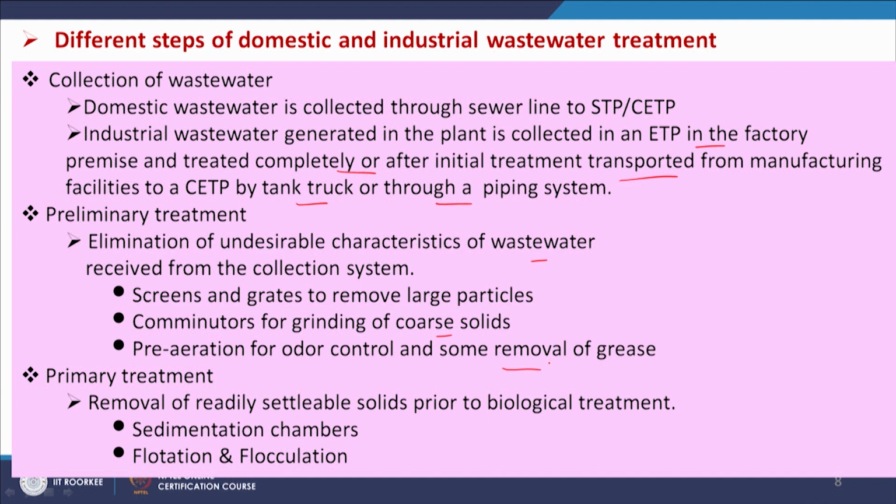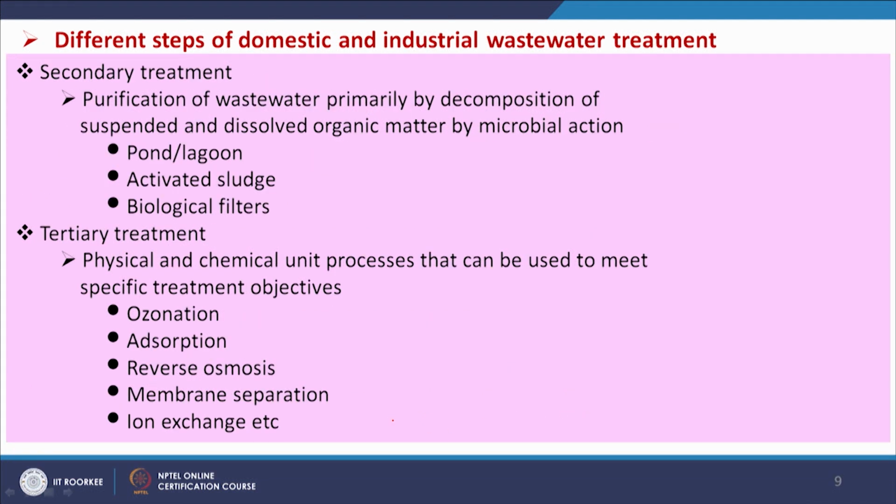Then primary treatment, where our objective is to settle some solids and other organic compounds, that is, removal of readily settleable solids prior to biological treatment, using sedimentation chambers, flotation and flocculation. Then the next step is secondary treatment, the purification of wastewater primarily by decomposition of suspended and dissolved organic matter by microbial action. Ponds and lagoons, activated sludge and biological filters are very common systems used for secondary treatment.